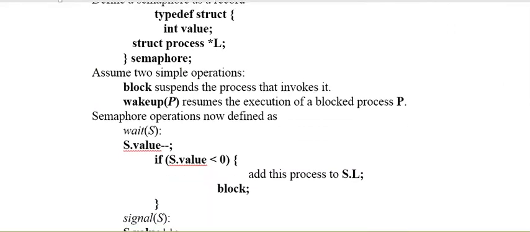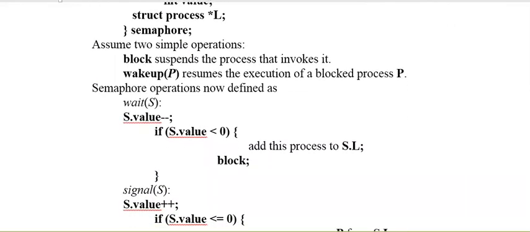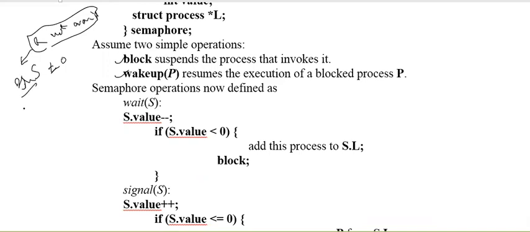Now here I am going to utilize two things. One is known as block and another one is known as wake up. Block will be used if the value of semaphore is less than 0, or if the resource is not available. Then what I am going to do is block that process. Here block means that the process will wait.